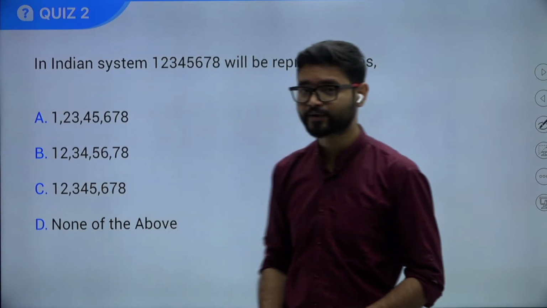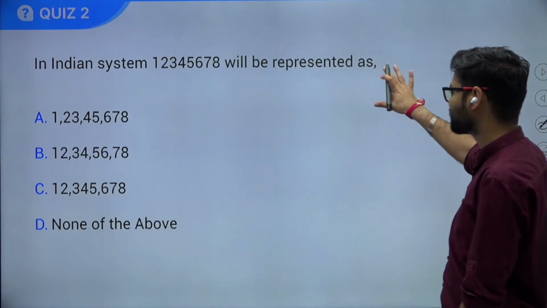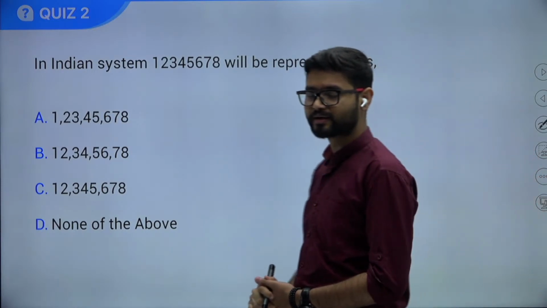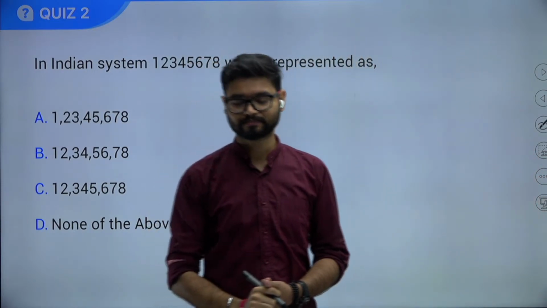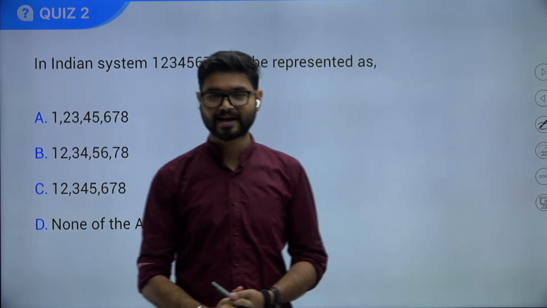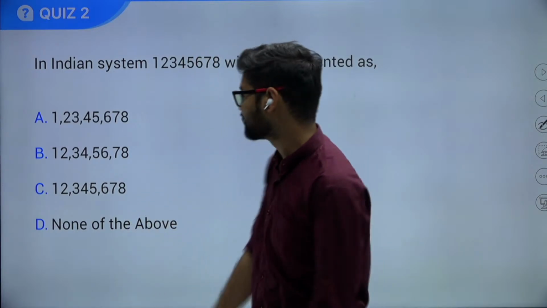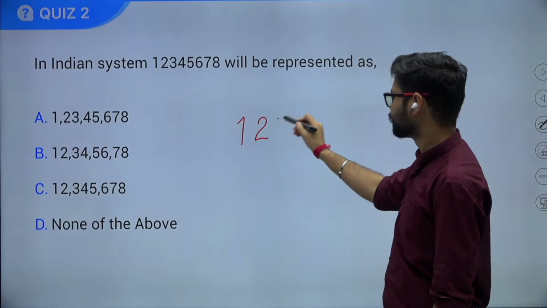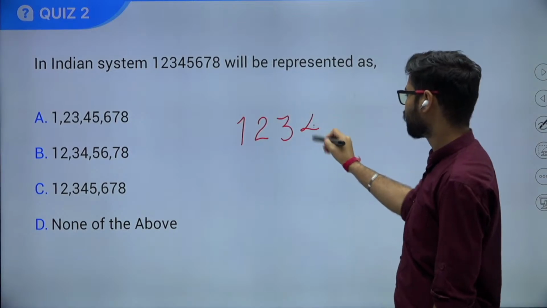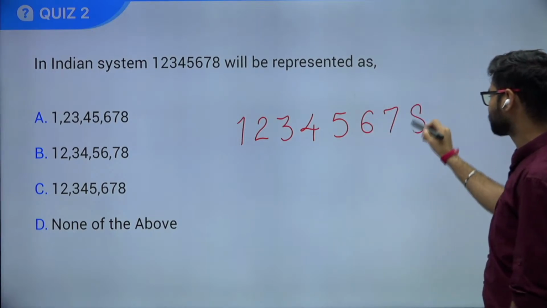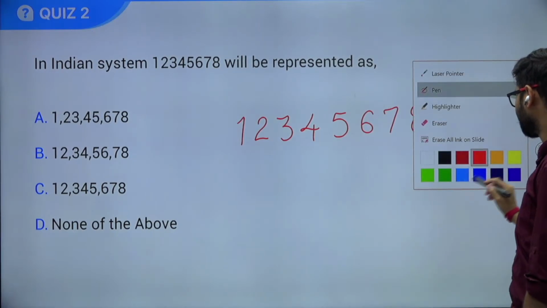Again, a number is given to you and you just have to represent it in the Indian system. In the Indian system, this can be represented as how? Give this question a try. So we have the number 1, 2, 3, 4, 5, 6, 7, 8. This is a number. Okay, solve it.